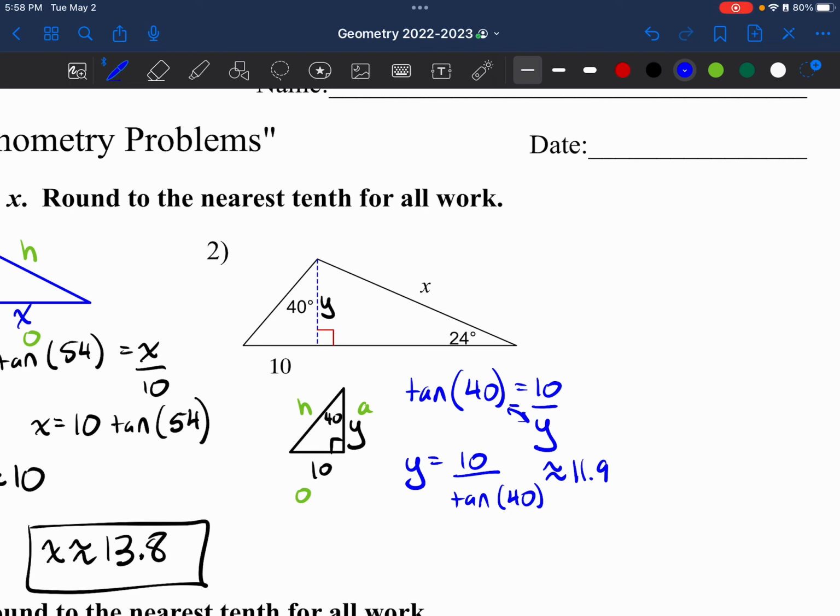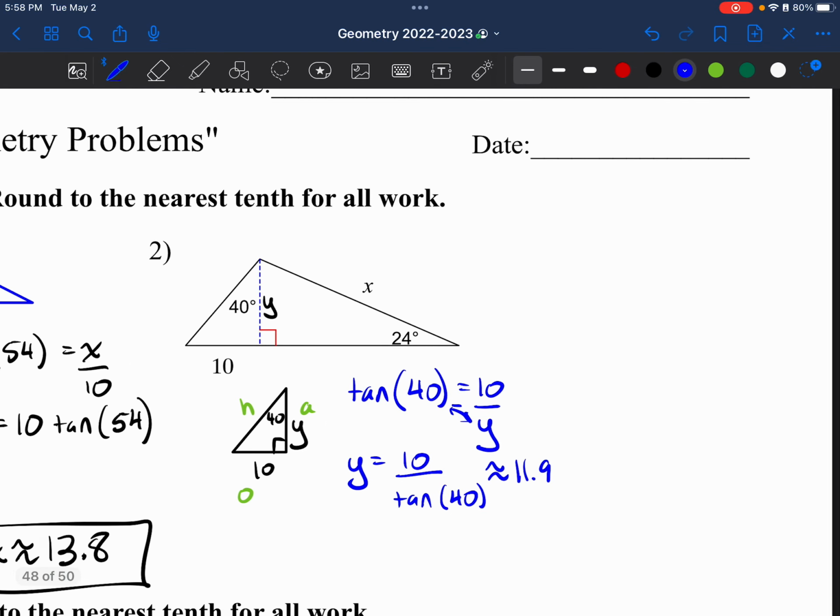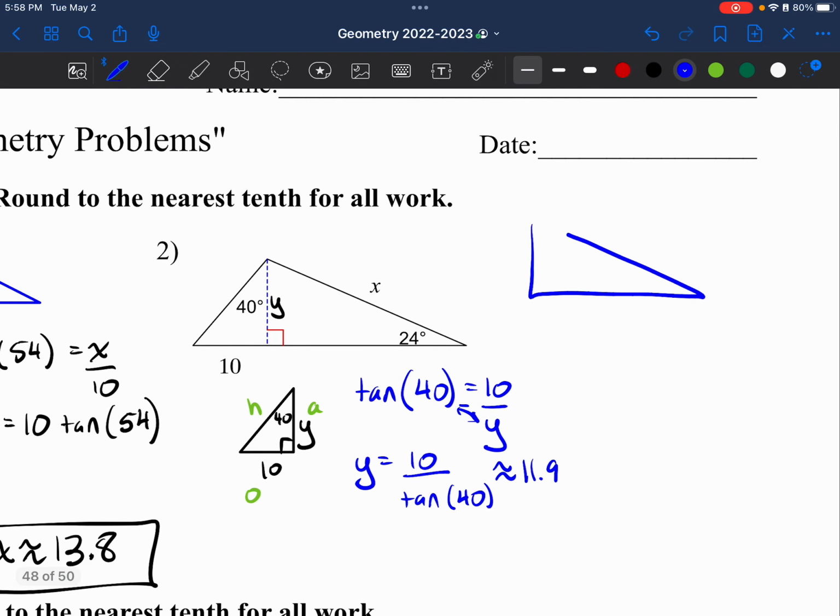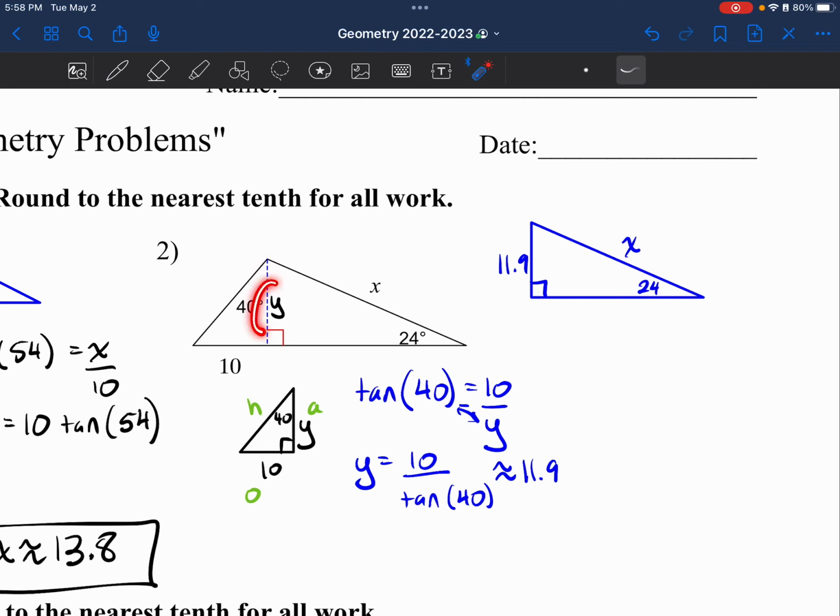11.9. So now we know that the height of that triangle is 11.9. Let's go ahead and extract that triangle on the right-hand side. This longer triangle on the right-hand side has a length up here of x, this angle down here of 24, and we now know that the height to the left of our triangle is 11.9. So again, that just came from this length. We know that y is 11.9.